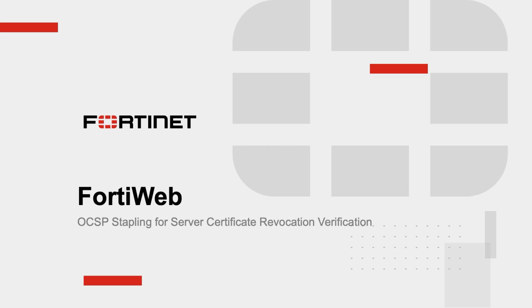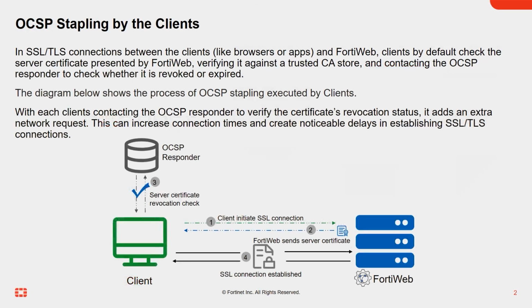Hi and welcome to a quick FortiWeb tutorial video on OCSP stapling and server certificate revocation verification. In SSL and TLS connections, clients like browsers or apps validate the server certificate presented by FortiWeb. This includes checking the certificate against a trusted certificate authority store and contacting the Online Certificate Status Protocol (OCSP) responder to confirm if the certificate is revoked or expired.